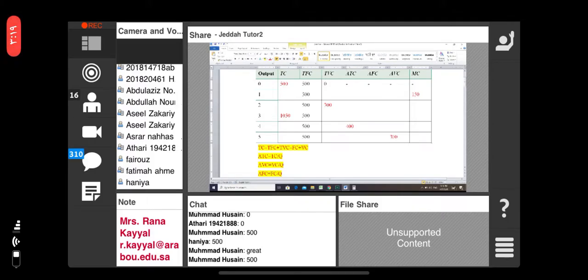Okay, pay attention to this, because if you divide 500 over 0 it gives me infinity, or some calculators will give you an error. Second part: how do we calculate the marginal cost? Marginal cost, where do we get it from?